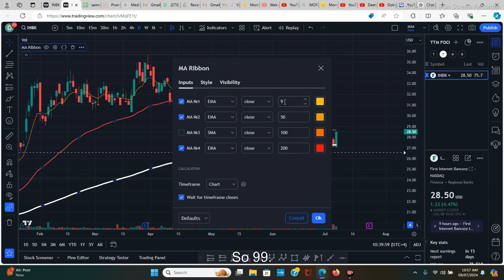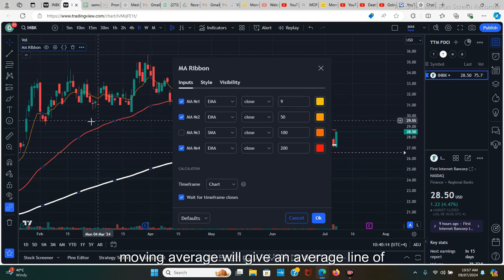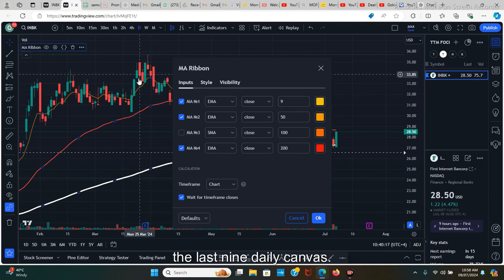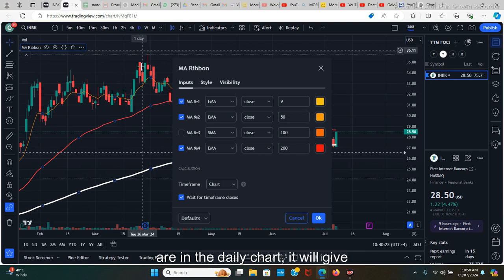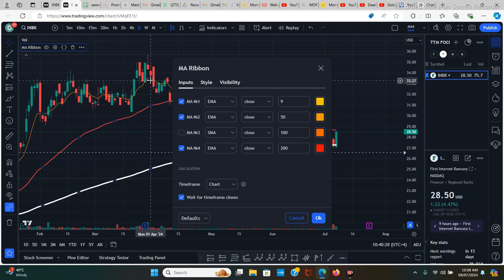So the 9 period gives an average of the last 9 candles in the time frame that we are in. Currently, we're in the daily time frame. So the 9 moving average will give an average line of the last 9 daily candles. Similarly, the 50 moving average, because we're in the daily chart, will give a line which will denote the average of the last 50 daily candles, and 200.